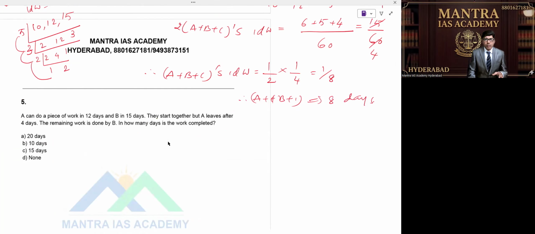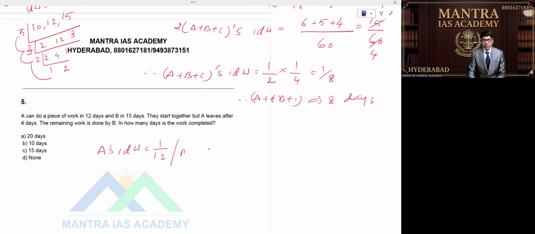So the point in this case is what? A takes 12 days, B takes 15 days. A started the work and he leaves after 4 days. That means A worked only for 4 days in total. Later, whatever the remaining work was there, that was done by B individually. So it is A's work plus this individual B's work. The question is in how many days the total work is finished. So the first step: A's one day's work is 1 by 12.